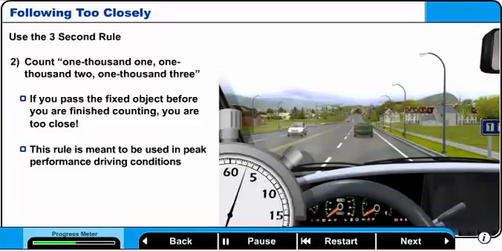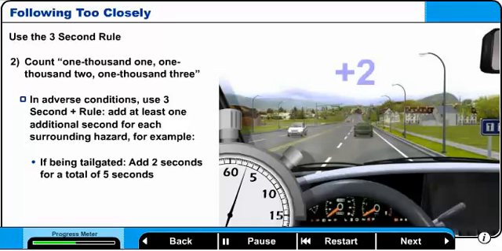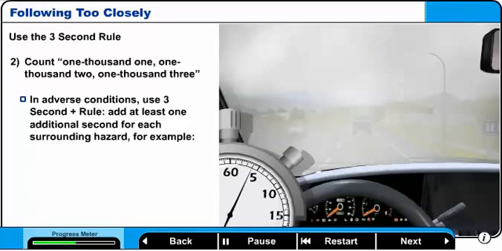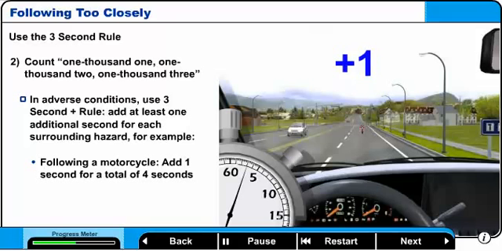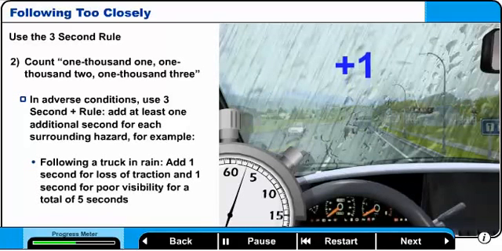Important! The 3-second rule is meant to be used in peak performance driving conditions. In adverse driving conditions, use the 3-second plus rule. Add at least 1 additional second for each surrounding hazard. For example, if being tailgated, add 2 seconds for a total of 5 seconds. If driving in fog, add 1 second for a total of 4 seconds. If following a motorcycle, add 1 second for a total of 4 seconds. Or if following a truck in rain, add 1 second for loss of traction and 1 second for poor visibility for a total of 5 seconds.